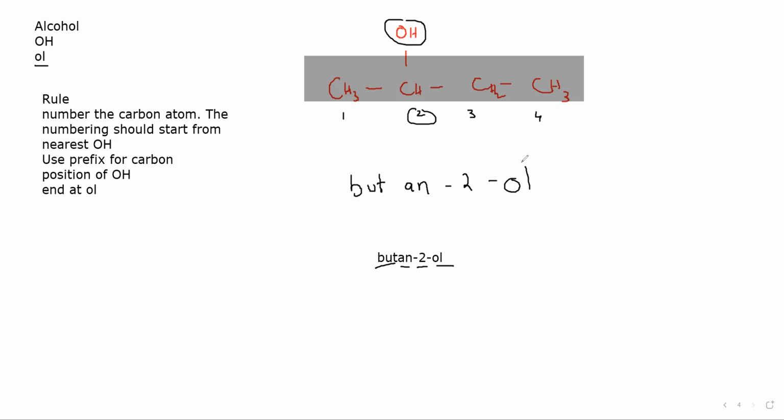When the name of the functional group is starting with a vowel, O is a vowel here, so we do not write ANE, we will remove this E and just write AN. So it is starting with a vowel, that's why we remove this E and just write AN. If it was not starting with a vowel, then we will write complete ANE.